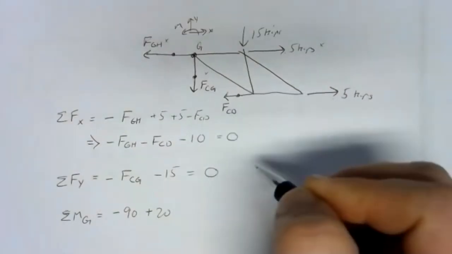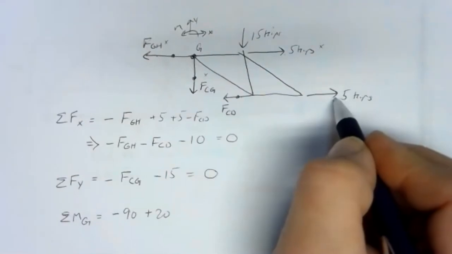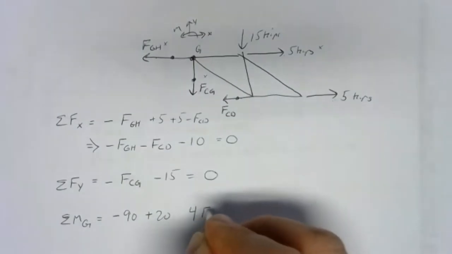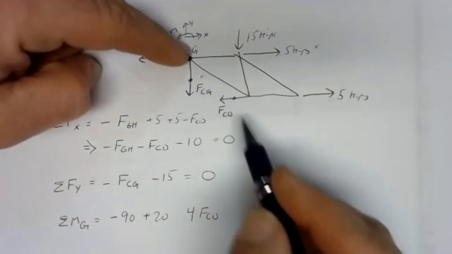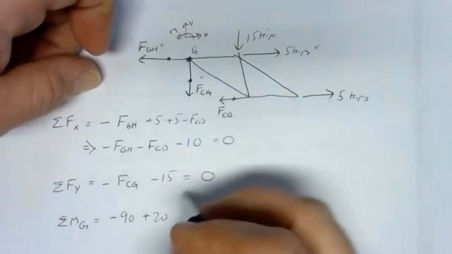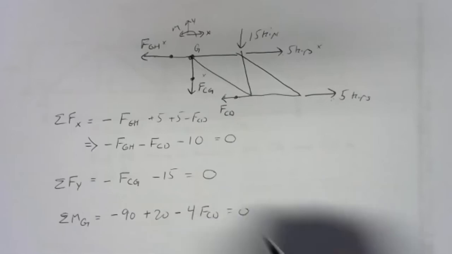Then we've got FCD. FCD has the same arm as the 5 kip force down here. It's 4 feet away from G, so we have 4 FCD. If we're pinned at G and pulling to the left, that would be a clockwise moment, and clockwise moments are negative. So we have negative 90, a positive 20, and a negative 4 FCD, and that's equal to 0.